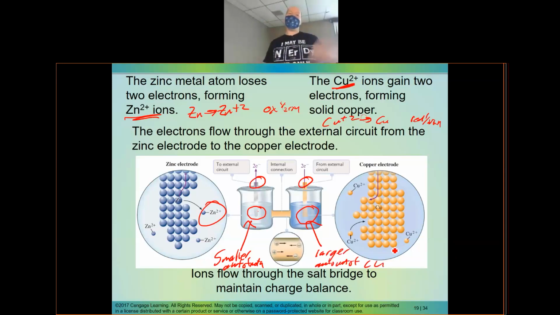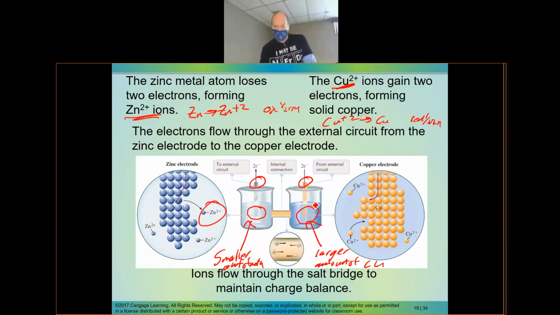All right, so if you weigh the electrode before and after, your zinc electrode is going to lose mass. Your copper electrode is going to gain mass because the copper is depositing onto your copper surface. All right, and so that is where the reduction is occurring. The oxidation is the zinc metal is being oxidized to the plus 2 ion, so it's going into solution.